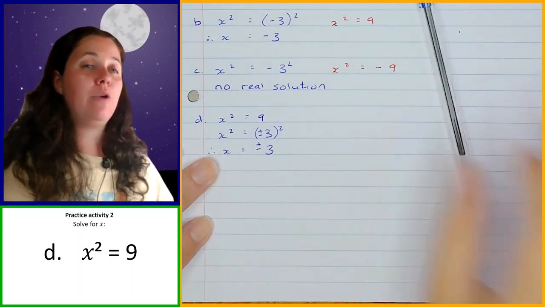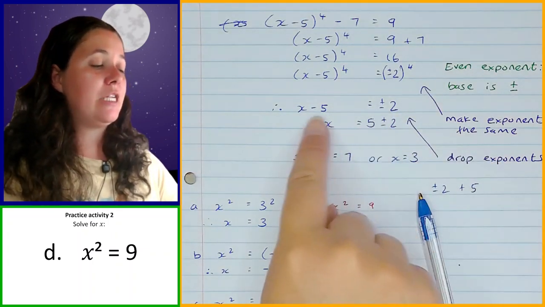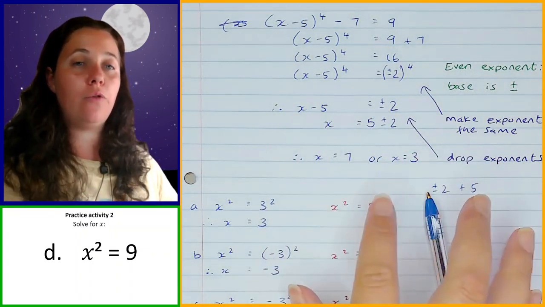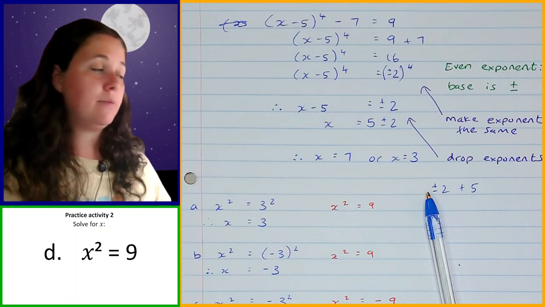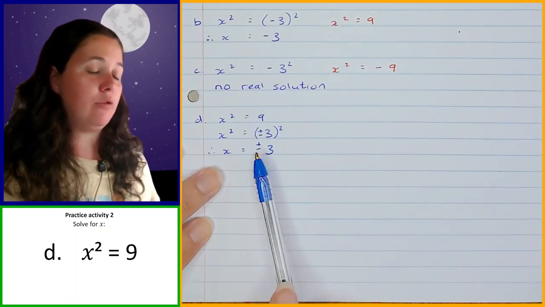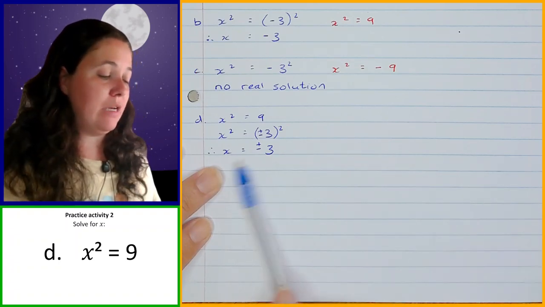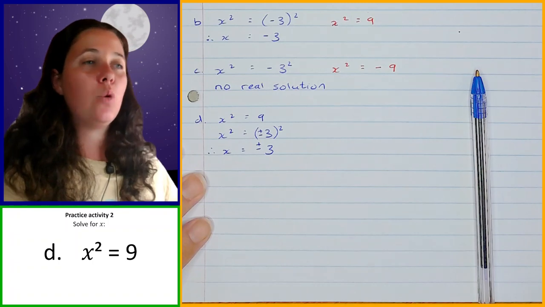Now, in the previous example that I gave you over here, where I had plus and minus, I then had to go and do more simplification and more solving. Here, I don't need to do that. So in this case, I can just leave my answer as x equals plus minus 3. I don't need to write 3 or negative 3. I can just leave it like that. Okay.